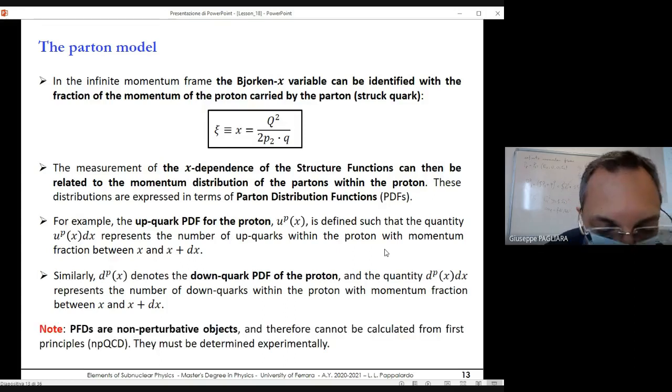Now, PDFs are non-perturbative objects, in the sense of non-perturbative QCD, so they cannot be calculated from the QCD Lagrangian or from first principles. So they need to be essentially measured experimentally. Other possibilities, as we studied last week, is that one can also use lattice QCD to calculate this object on the discrete lattice. And there are indeed now quite recent and interesting results from lattice QCD. But the main approach is to measure these objects experimentally because they cannot be predicted from the theory itself, from first principles.